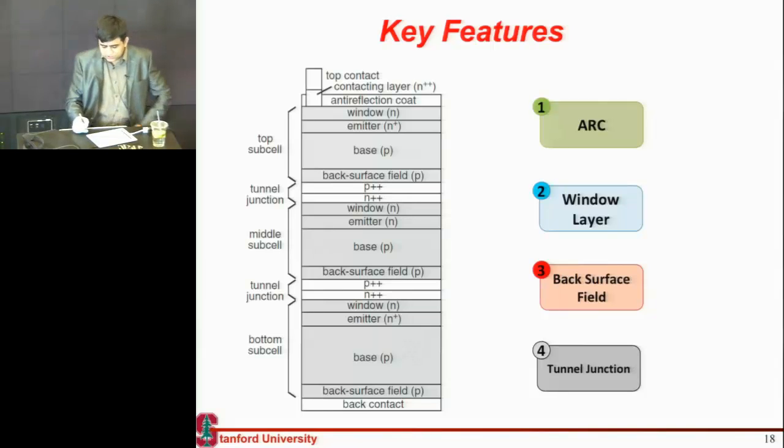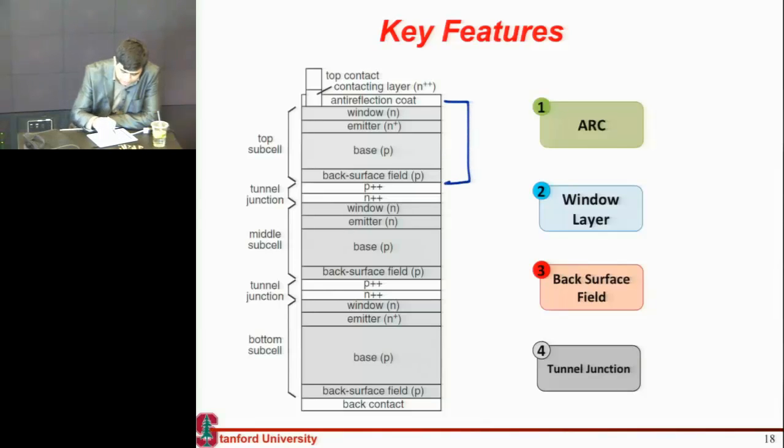So now I want to show an actual cell and talk about a few features and explain what their purpose is. So shown here is this 3-junction cell. You have this top PN junction, which is the highest band gap. Then you have this intermediate PN junction, which is of a material which has an intermediate band gap, and towards the end you have this lowest band gap cell. So you'll see a few features over here which are present in each of these 3 cells.